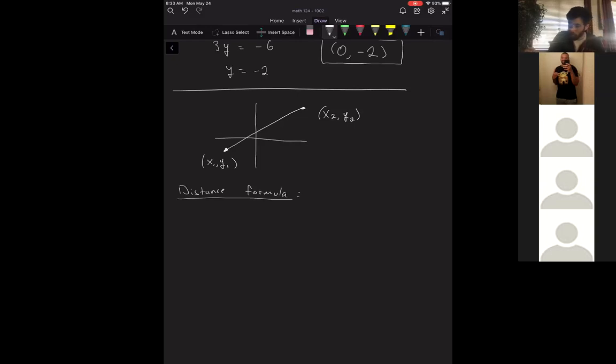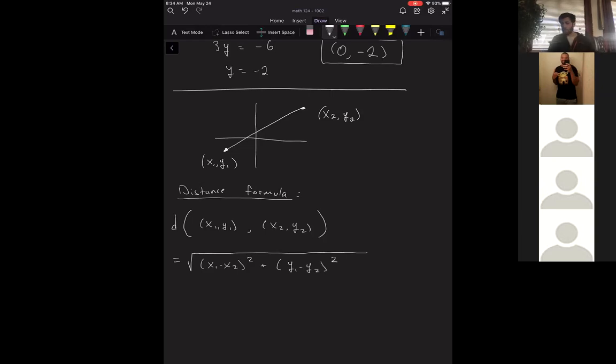So we have these 2 points, x1, y1, x2, y2. To find the distance between the two, let's just use this letter D. So the distance between the points x1, y1, and x2, y2 is going to be equal to this equation. It's going to be the square root. What you do is you subtract the x values, x1 minus x2, and square it. And then you subtract the y values, y1 minus y2, and square it.